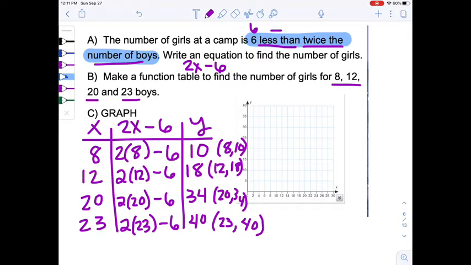And now I have to graph these ordered pairs. So we have 8, 10. So I go to the right 8, up 10, plot my point. 12, 18, to the right 12, up 18, plot my point. 20, 34, to the right 20, up 34, plot my point. And 23, 40. I go to the right 23, up 40, plot my point.